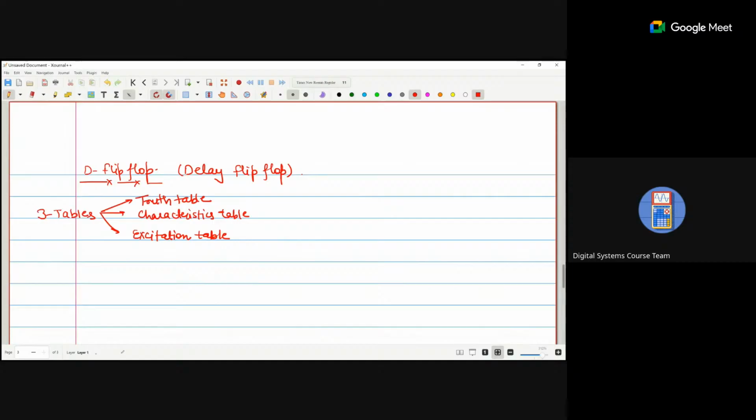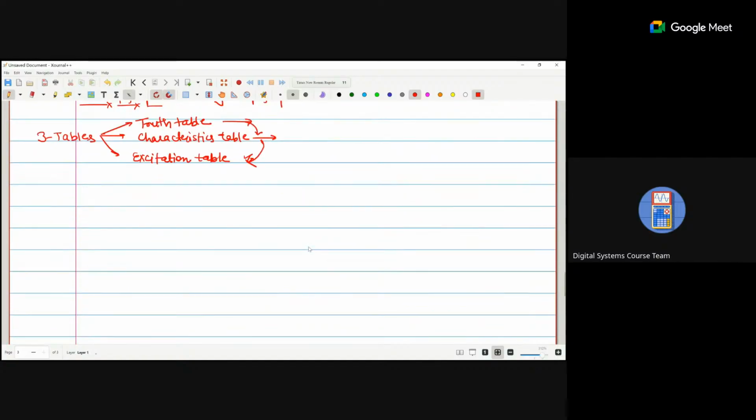In later classes, week 11 and week 12, this excitation table is very important. First we know about the truth table. After that, with the help of the truth table, we design the characteristics table, and with the help of the characteristics table, we design the excitation table. In the next week, this excitation table is a very important part.